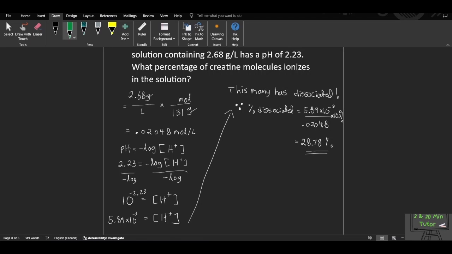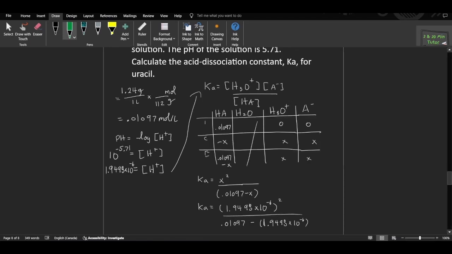This is the answer to the first question. This is the answer to the second question.